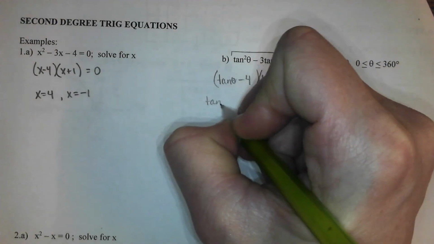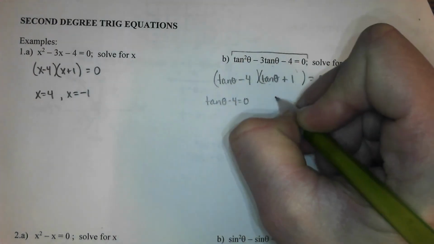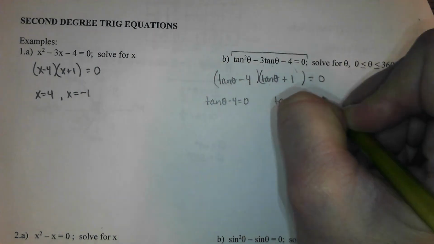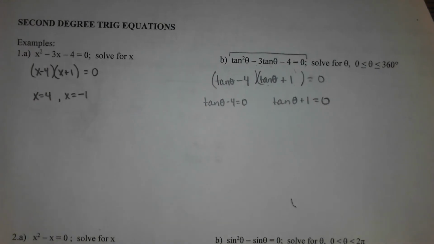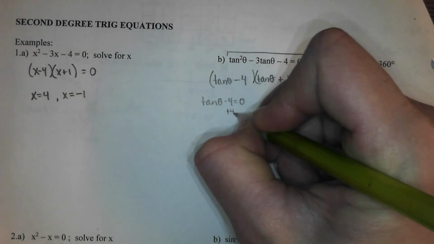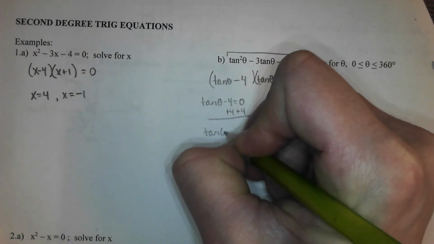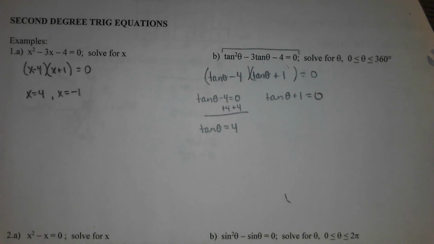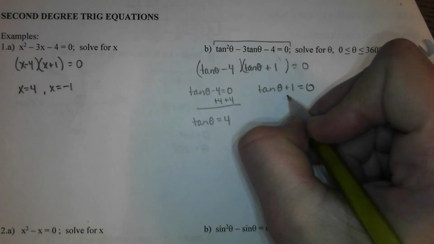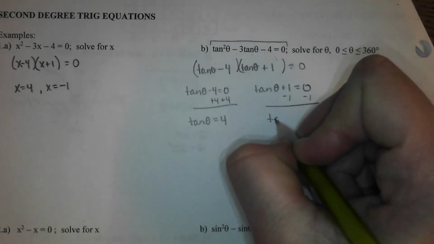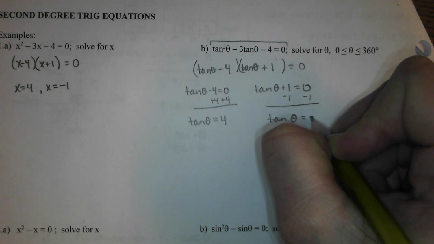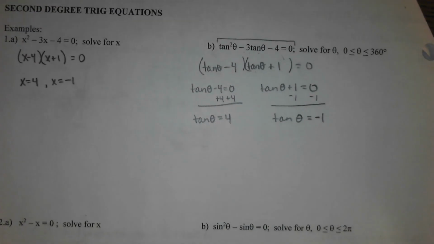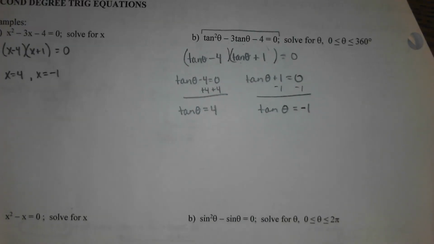Tee it up. So you'll actually want to tee this up, set each piece equal to 0, and just solve. So add 4 to both sides here, and we have that tangent of theta equals 4. And subtract 1 from both sides here, and you get that the tangent of theta equals negative 1. Now, one of those equations is going to have, we're going to use a chart.